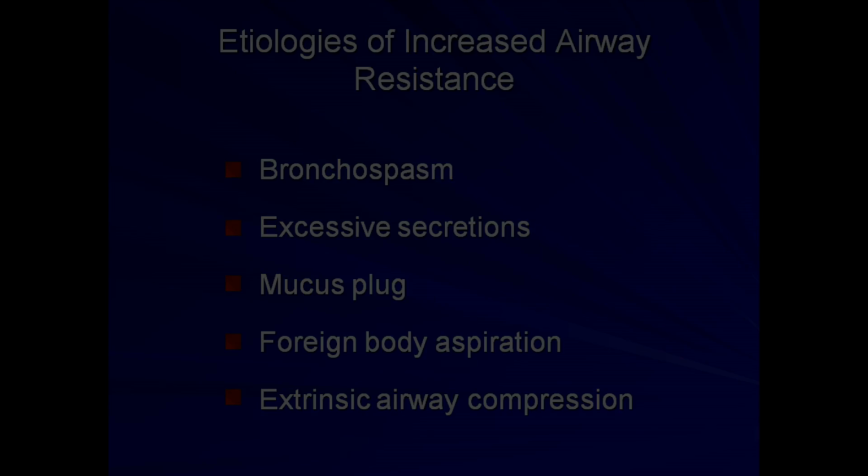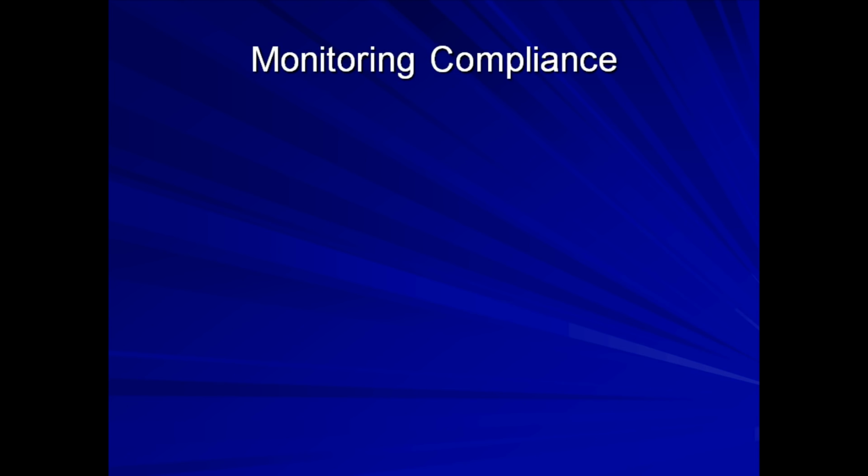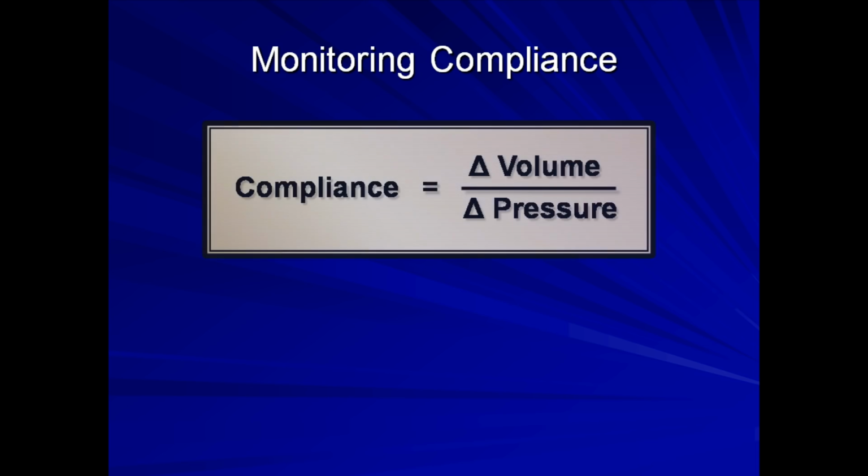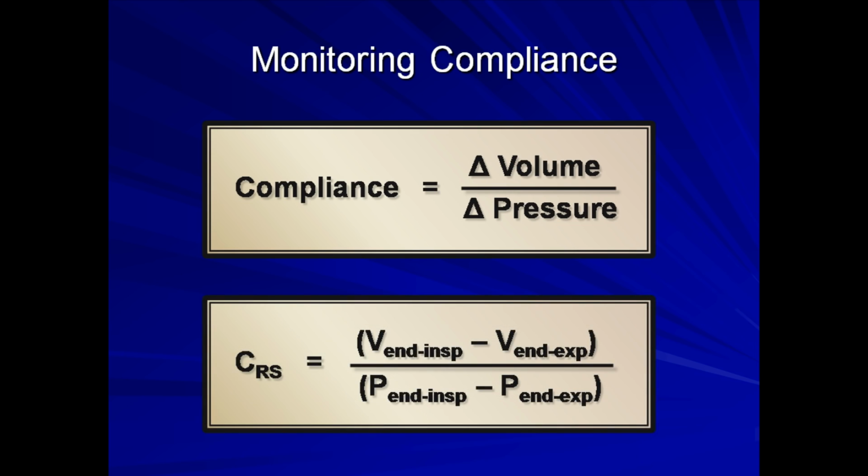Now, how can we directly measure and monitor compliance? Also from lecture 2, you know that compliance is equal to the change in volume divided by the change in pressure. Let's expand the delta terms here. Also note that the compliance this will calculate is the compliance of the entire respiratory system, abbreviated RS, that is the sum of the contributions to compliance by the lungs and the chest wall. Measuring compliance of the individual components is significantly more tricky, requires a pressure transducer in the esophagus, and is generally not done at most centers.